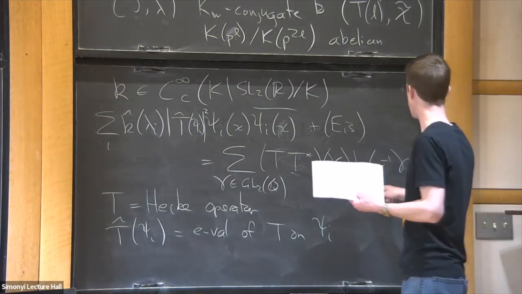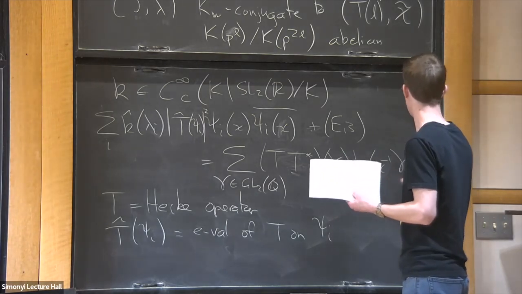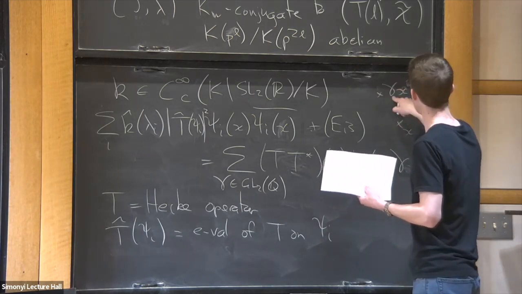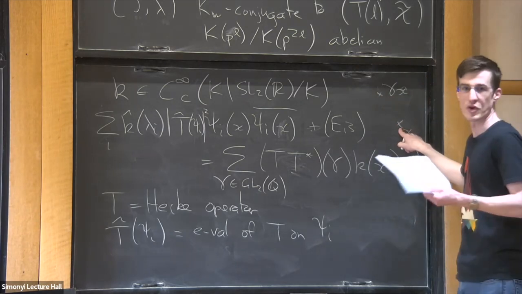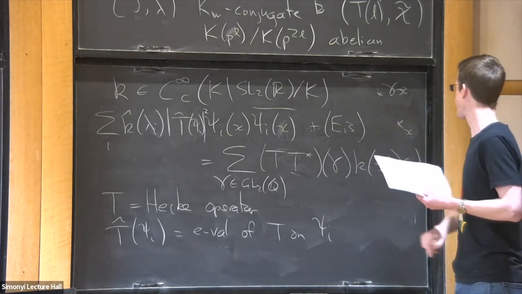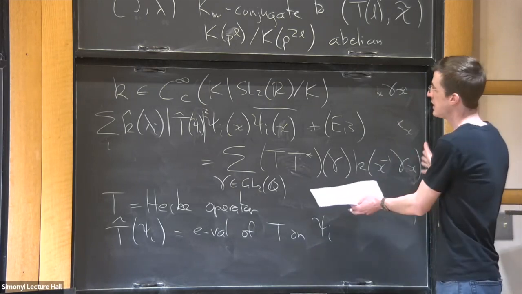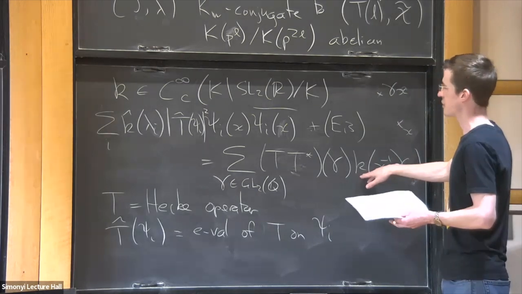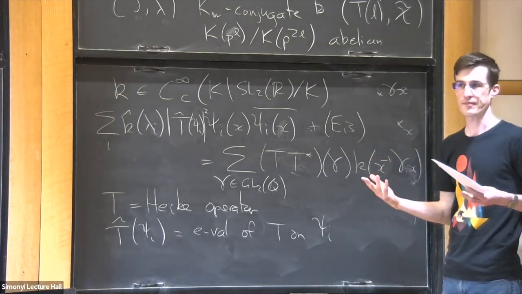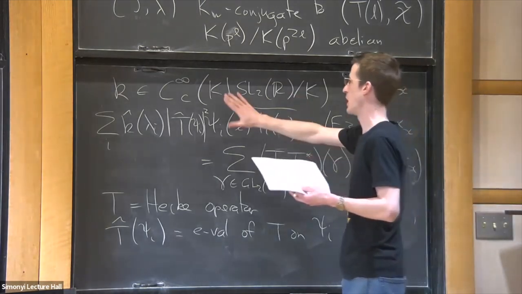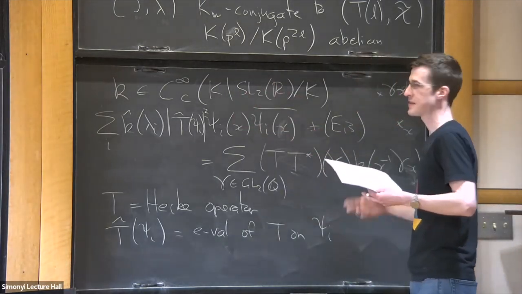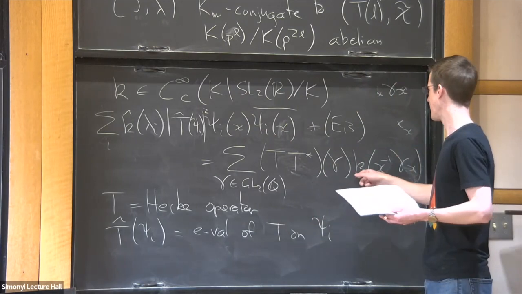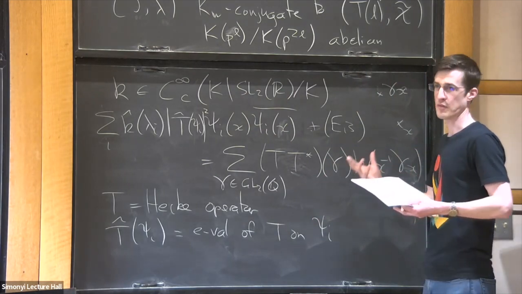And for each translate, we've got this test function evaluated at this point, which tells you how much your Hecke translate moves x, the point where you're evaluating your Maass form. One of the ingredients in controlling this geometric side is the fact that this test function k decays away from the origin. That's part of how you set this all up. That's the Archimedean ingredient in controlling this geometric side, simply that k decays away from the maximal compact SO(2).